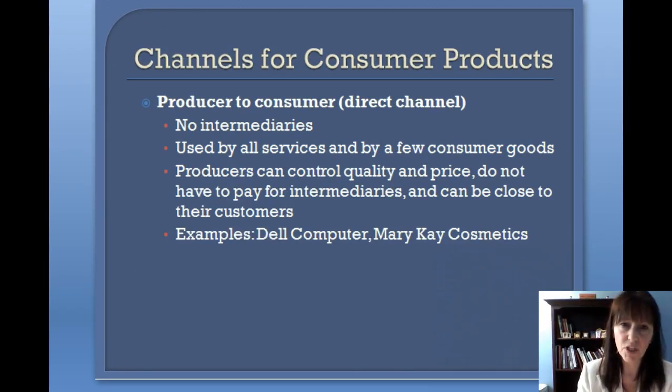When we talk about channels, the direct channel means that there's no intermediary. So most service producers, if I go to get my hair cut, the person who's cutting my hair is the producer and I'm the consumer. There's nobody in between us. So usually service goods rely on producer to consumer channels. And there are also some manufacturing products that also do, and the book gives some examples of those.